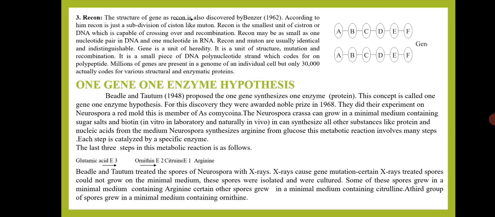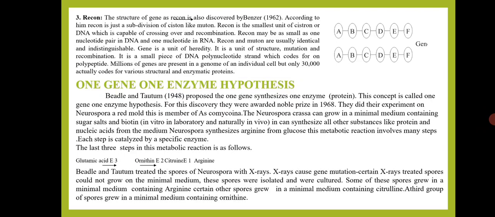Next is the recon. The structure of gene as a recon was also discovered by Benzer, 1962. According to him, recon is just a subdivision like the muton. Again, the recon is the smallest unit of cistron or DNA which is capable of crossing over and recombination. Recon may be as small as one nucleotide pair in DNA and one nucleotide in RNA.